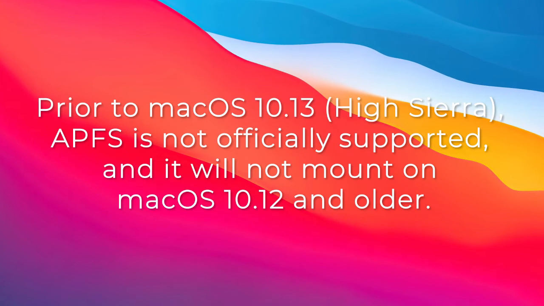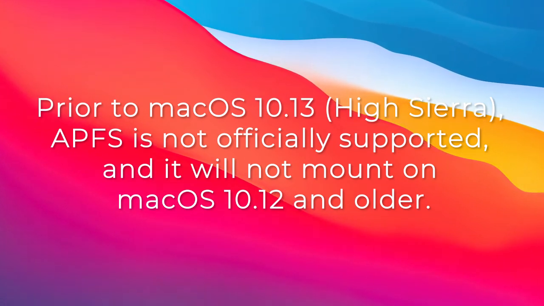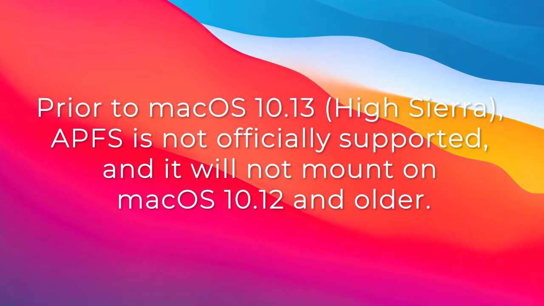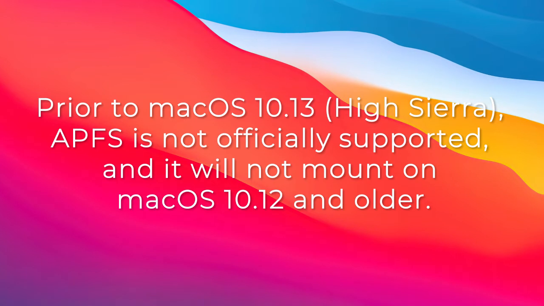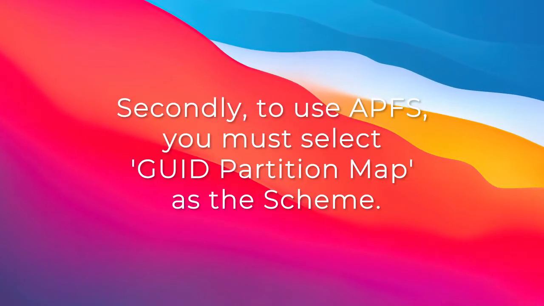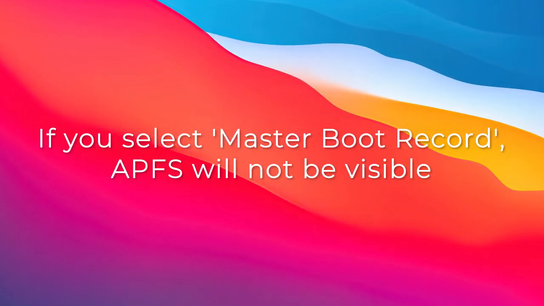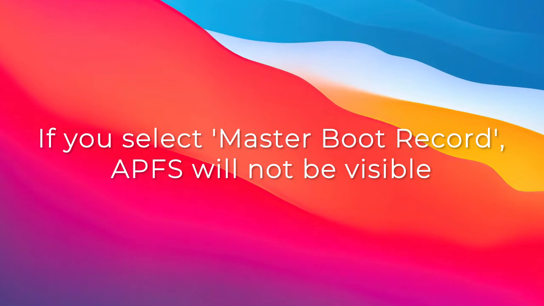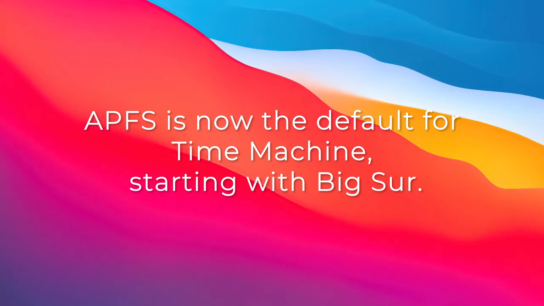Prior to macOS 10.13 High Sierra, APFS is not officially supported and it will not mount on macOS 10.12 and older. Secondly, to use APFS, you must select GUID partition map as the scheme. If you select Master Boot Record, APFS will not be visible. APFS is now the default for Time Machine starting with Big Sur.